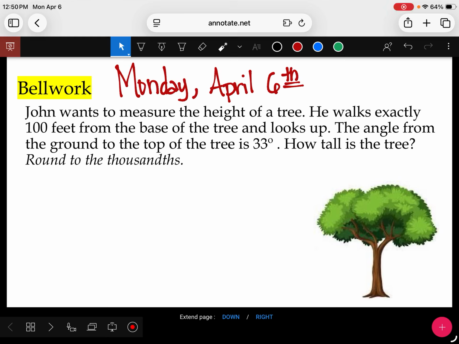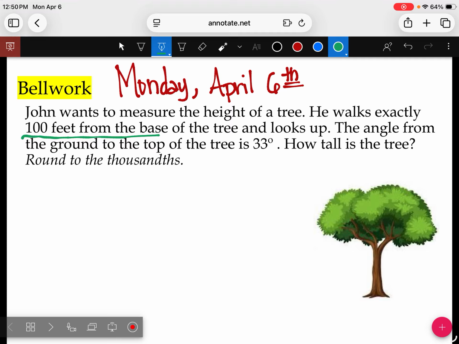John wants to measure the height of a tree. He walks exactly 100 feet from the base of the tree and looks up. The angle of elevation, the angle from the ground to the top of the tree, is 33.